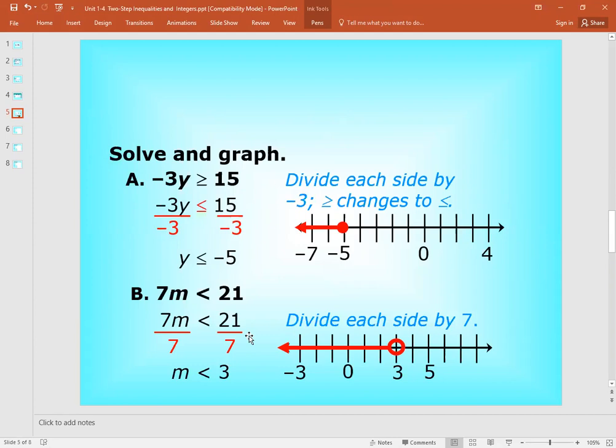For B, 7m less than 21, this time we divide by a positive number, so the arrow does not change direction. It's going to stay less than, so m is less than 3. This time there's no equal sign, so we have an open circle. Once again, it is pointing to the left.